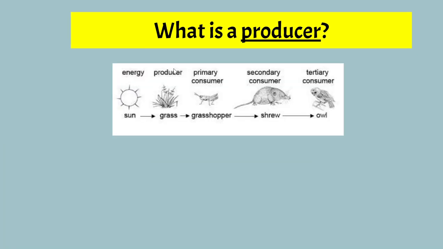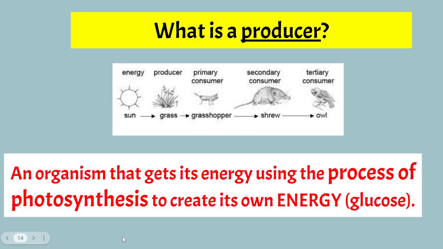What is a producer again? Well, here's our producer right here. We have energy from the sun going to the producer, and the producer can change that energy into fuel for itself. And then, of course, we have consumers that eat either a producer or another consumer. Okay, so a producer is an organism that gets its energy using the process of photosynthesis, that's our key idea right now, to create its own energy.